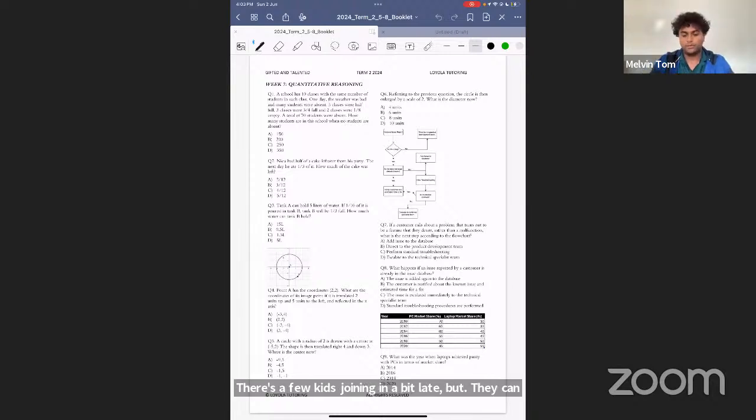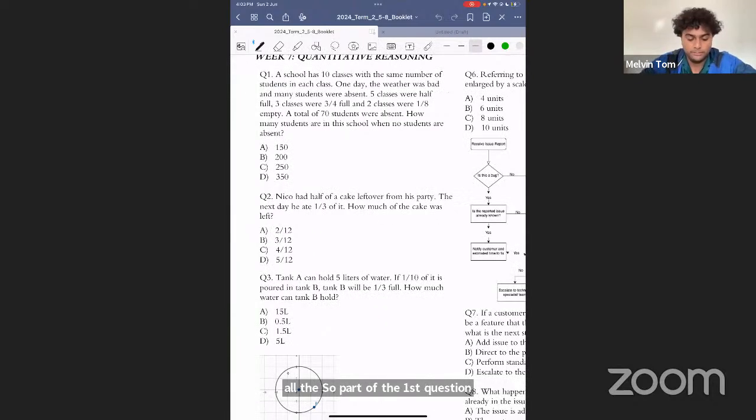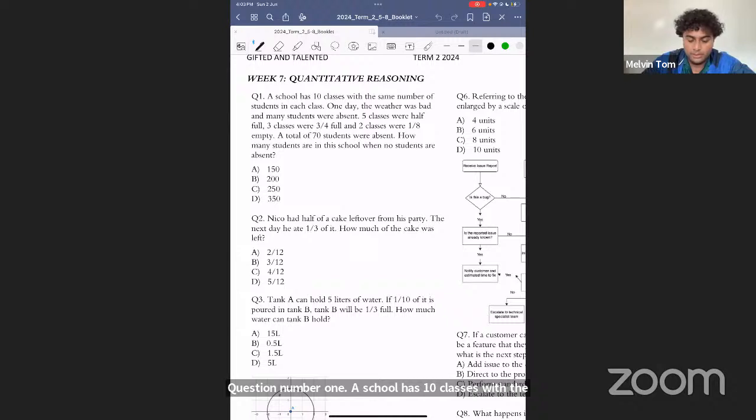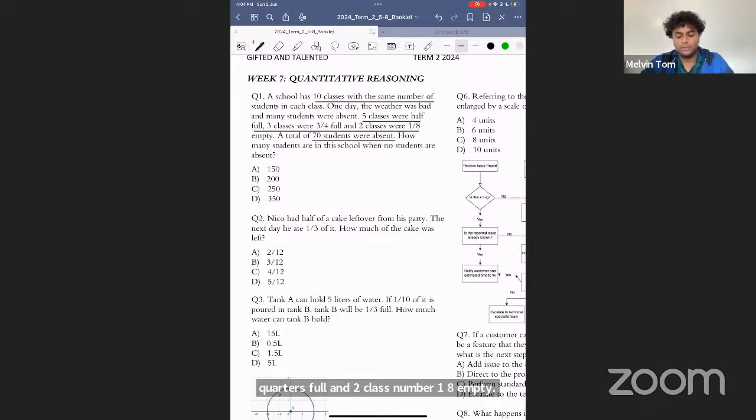So we'll start off with the first question. Question number one. A school has 10 classes with the same number of students in each class. One day the weather was bad and many students were absent. 5 classes were half full. Three classes were 3/4 full, and 2 classes were 1/8 empty. A total of 70 students were absent. How many students were in the school when no students were absent?